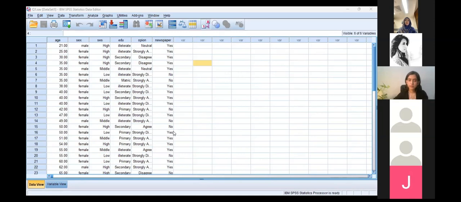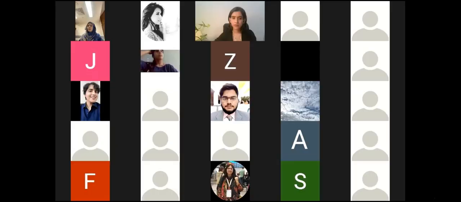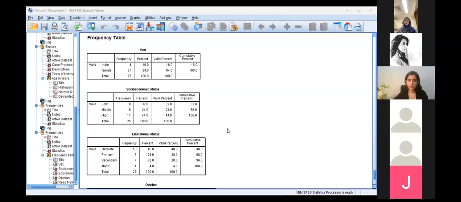Otherwise, if there's some missing value, it always gives that as well, right? So similarly, for socioeconomic status, can anyone interpret it? Okay, so this is the output, right? Over here, this is the gender, as I mentioned earlier. What I said previously was frequency and percentages.